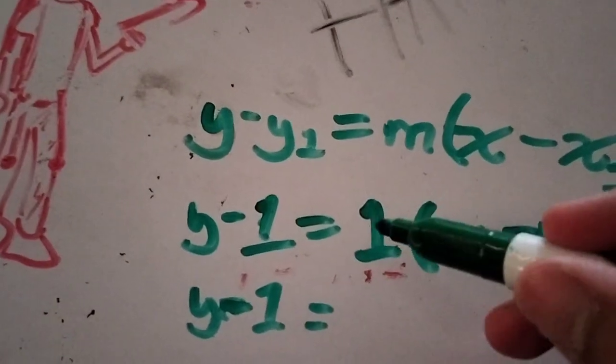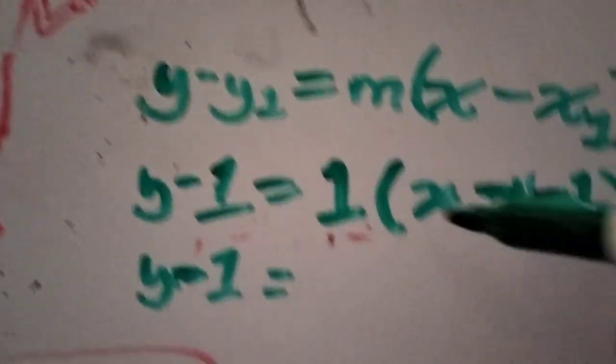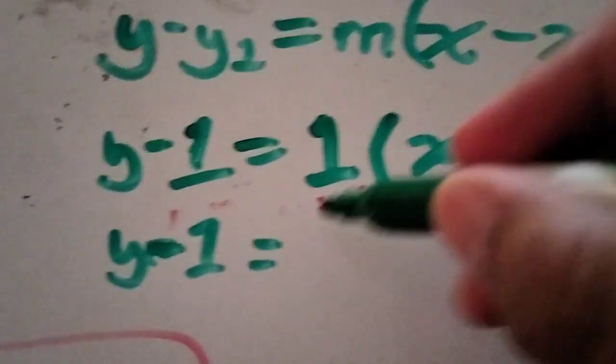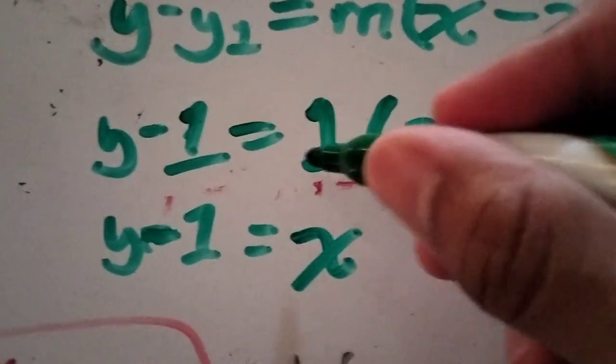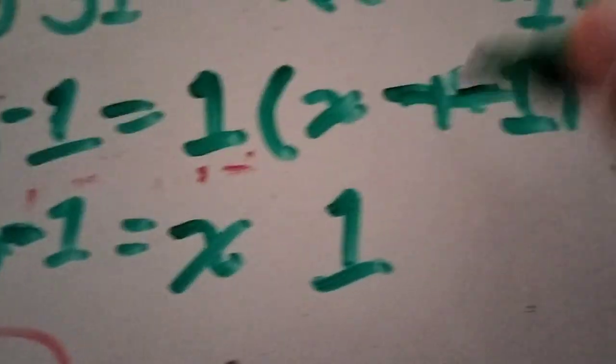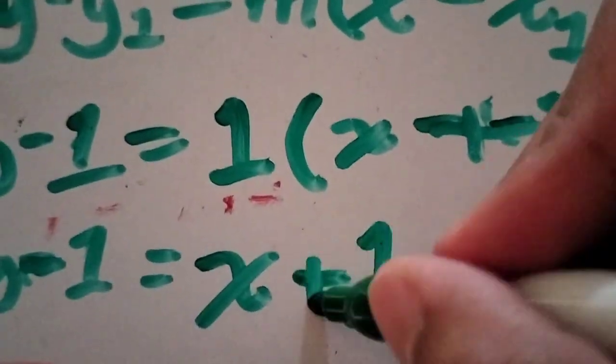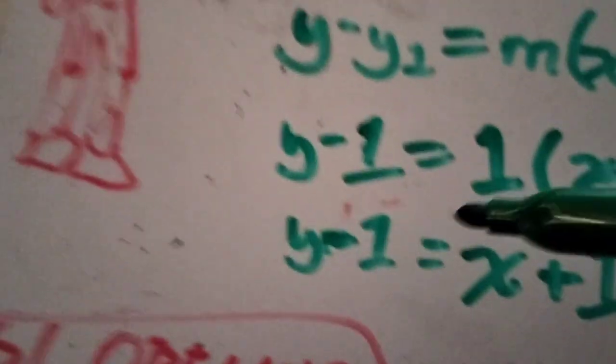We're going to distribute this 1 over here and this. So 1 times x is going to be x, and 1 times 1 is going to be 1. Now this is a plus, so we're going to keep that. And we're going to see that y minus 1 equals x plus 1.